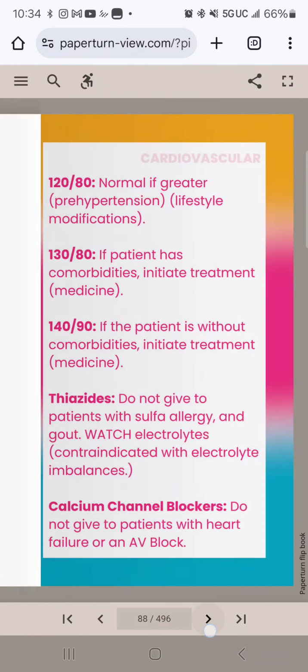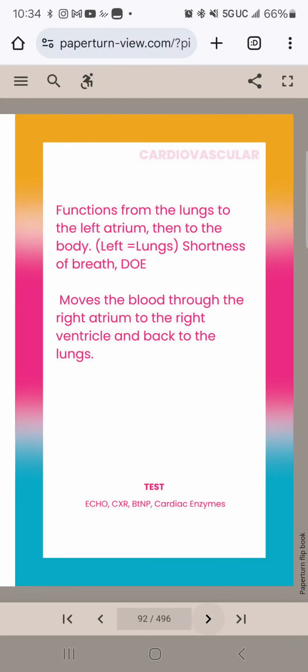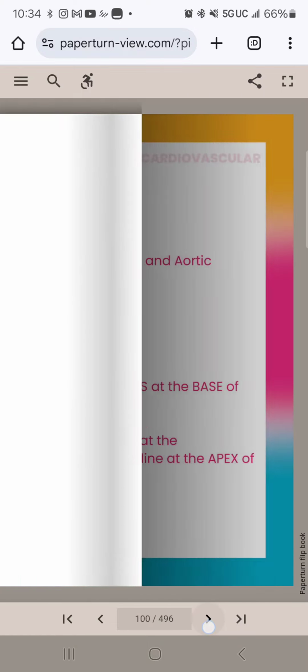And I have some medications in here too to help you with those areas we struggle with. Let's see.